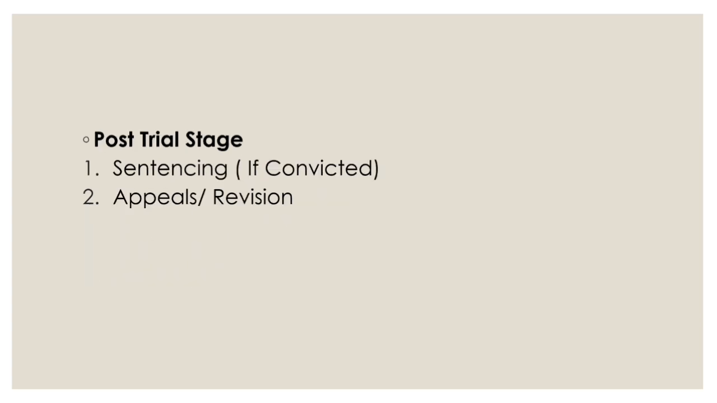And the last stage is the post-trial stage, which includes sentencing if convicted, and also appeals and revision if the decisions are not in favor of the accused. After the trial, the court pronounces judgment. If the accused is found guilty, the court decides the punishment. If acquitted, the accused is released. Both parties may appeal the decision in a higher court. This stage ensures that justice is executed fairly and in accordance with the law.